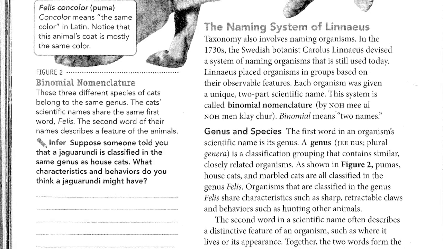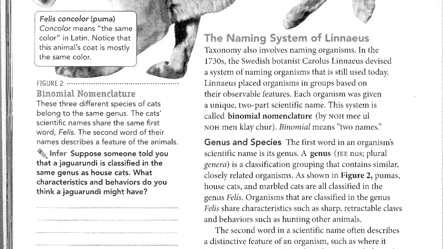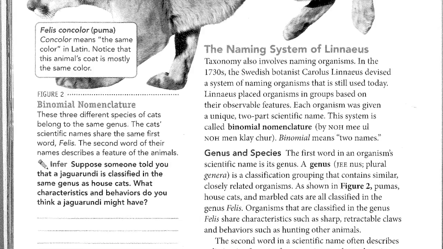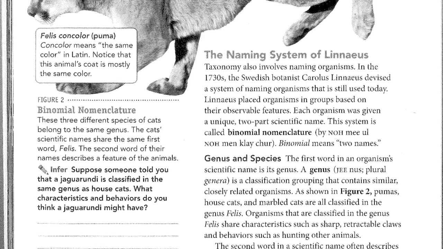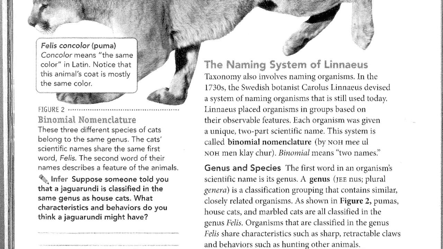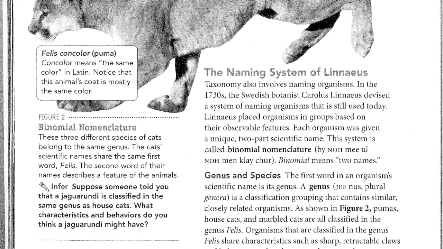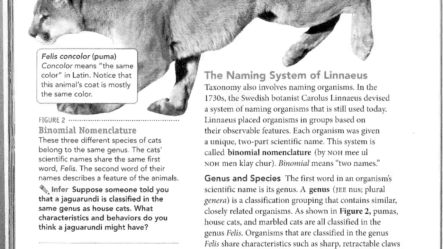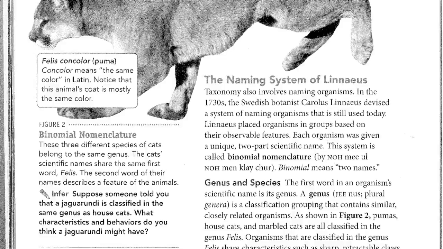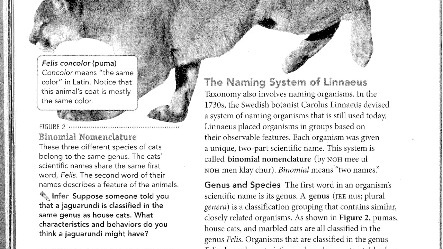Organisms that are classified in the genus Felis share characteristics such as sharp, retractable claws and behaviors such as hunting other animals. The second word in a scientific name often describes a distinctive feature of an organism, such as where it lives or its appearance. Together, the two words form the scientific name of a unique kind of organism. A species can mate with each other and produce offspring that can also mate and produce.